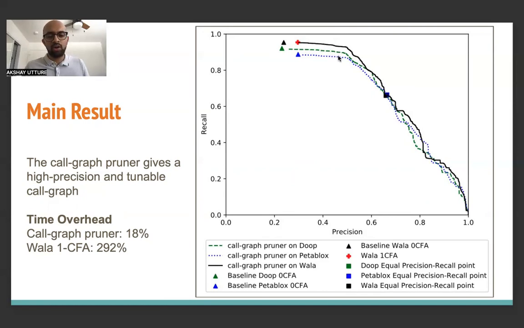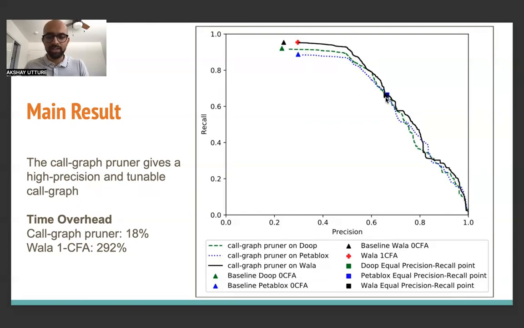The black curve now is what we get when we apply the call graph pruner to WALA. So we're getting a curve here instead of a single point because the call graph pruner uses a probability for every edge. So by setting different thresholds, it can get different points on the precision recall curve. And the black curve is what we get when we connect all these points. And the green and blue lines similarly represent the call graph pruner being applied to Doop and Petablox.